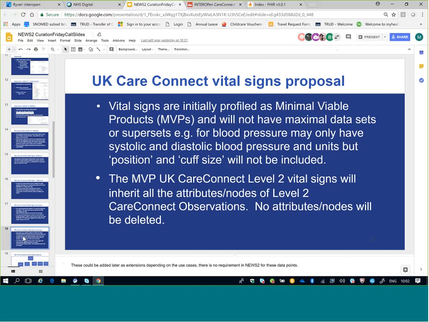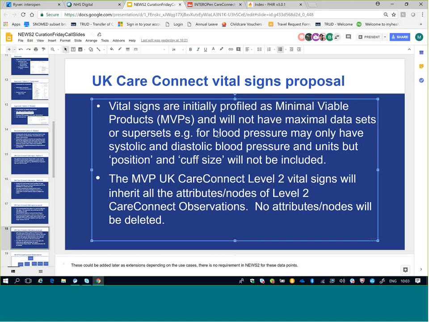And this is the point I made earlier in the call, that all the parameters like blood pressure will be profiled as minimal viable products. Blood pressure will not have the cuff size and the position and all possible notes for a blood pressure, and this applies to other parameters as well. And we're not going to delete anything, as per our generic principle. The level 2 vital sign will inherit all the notes on level 2 observations.